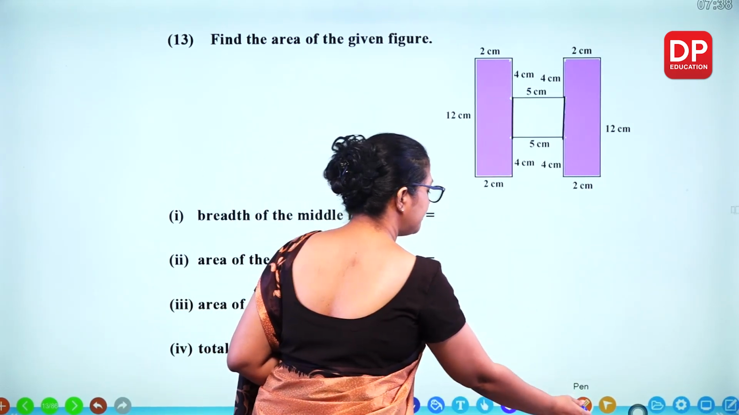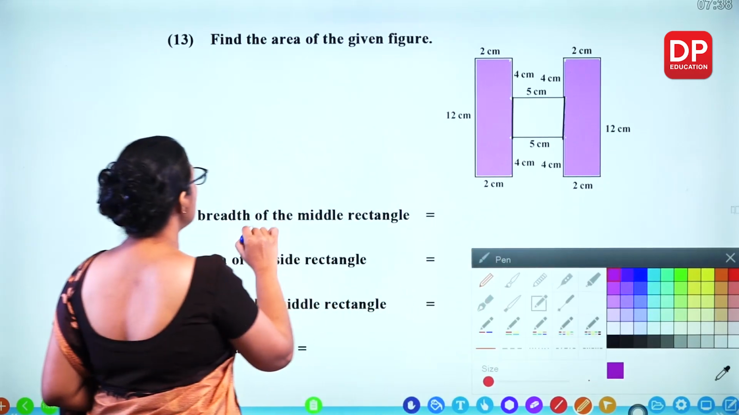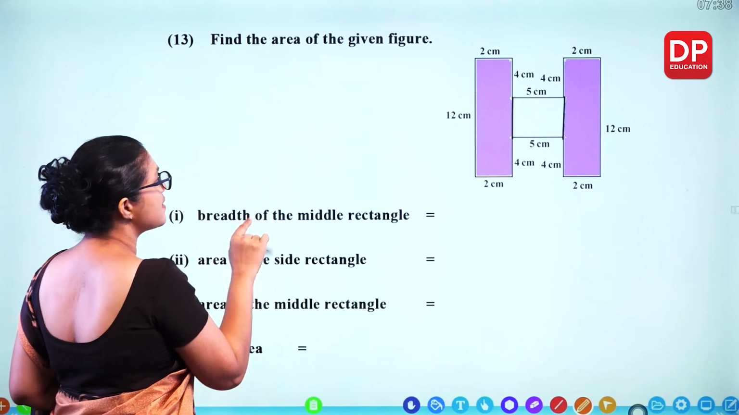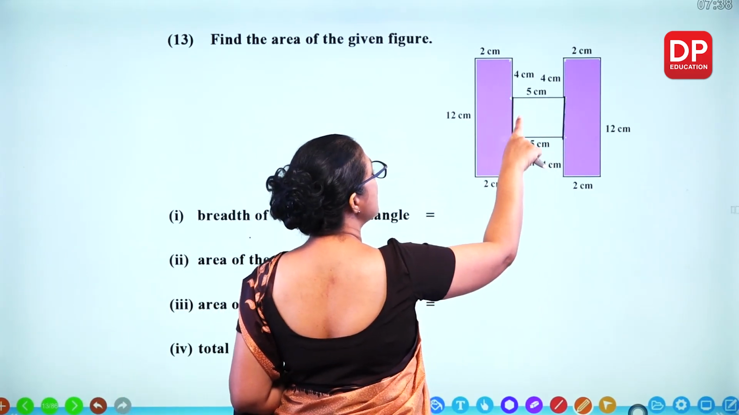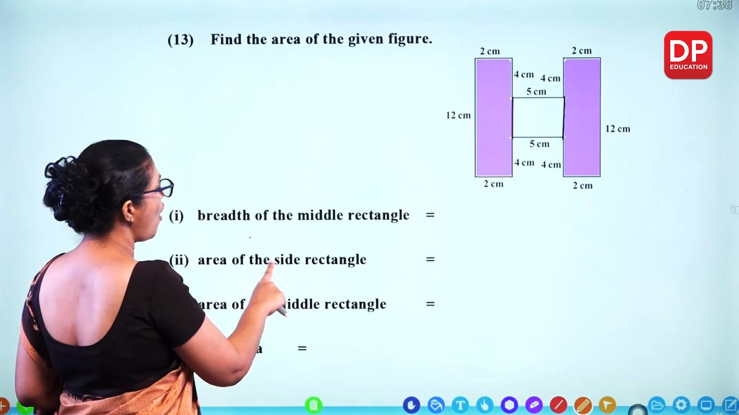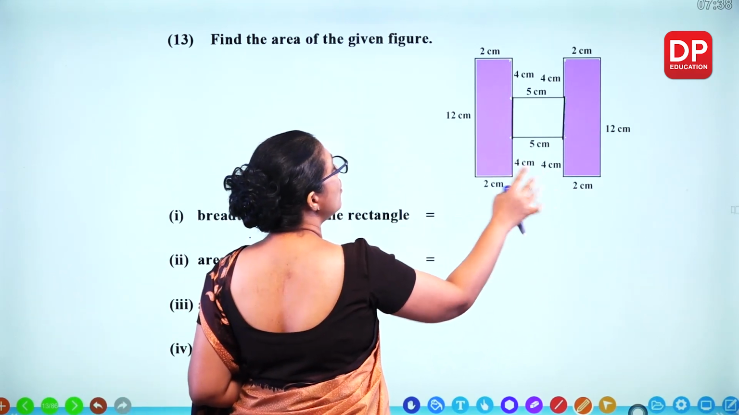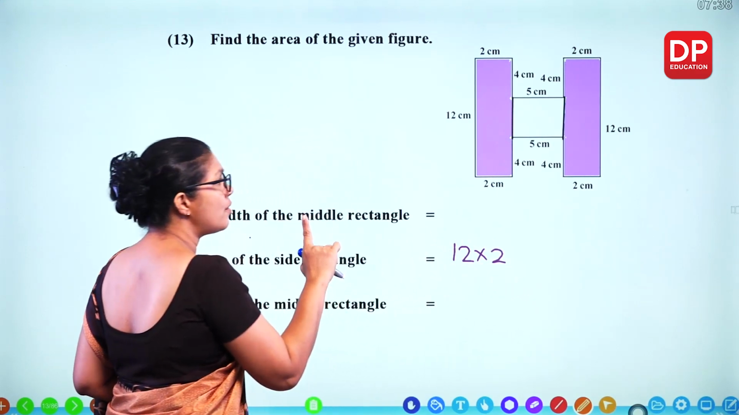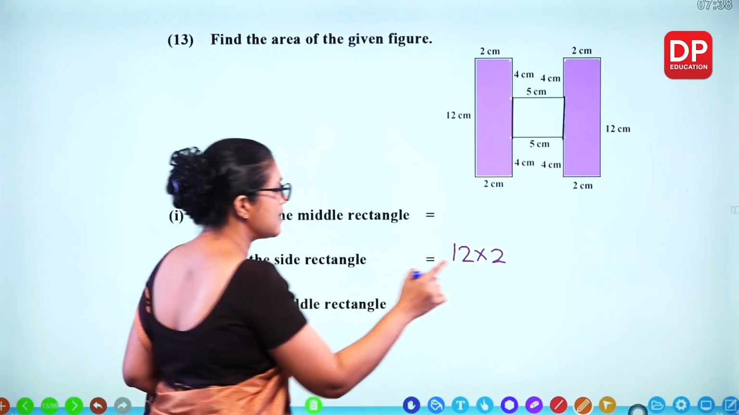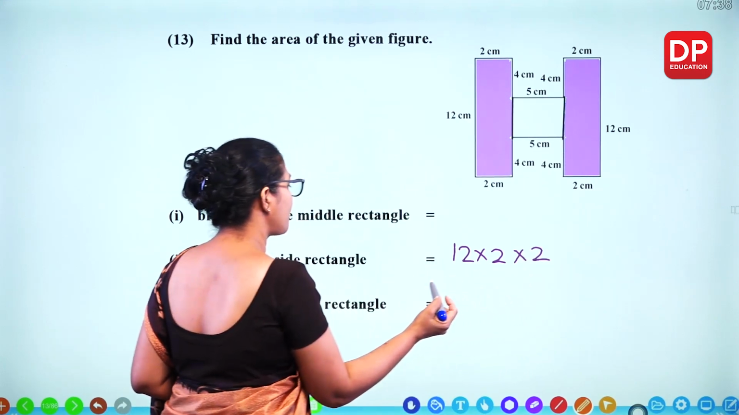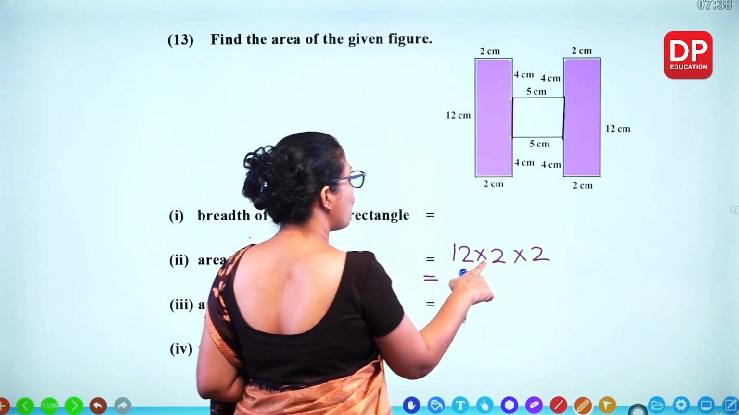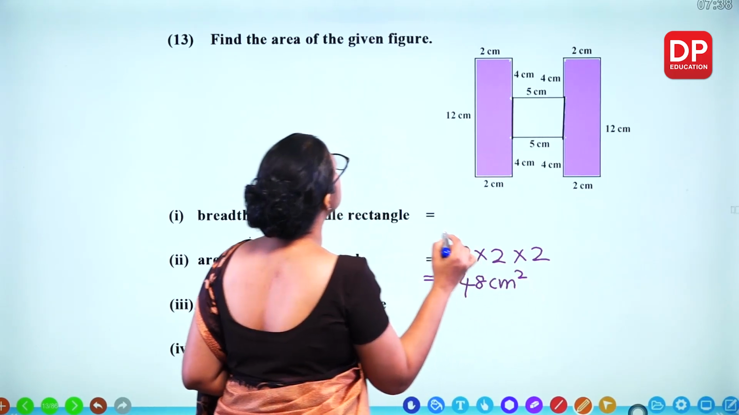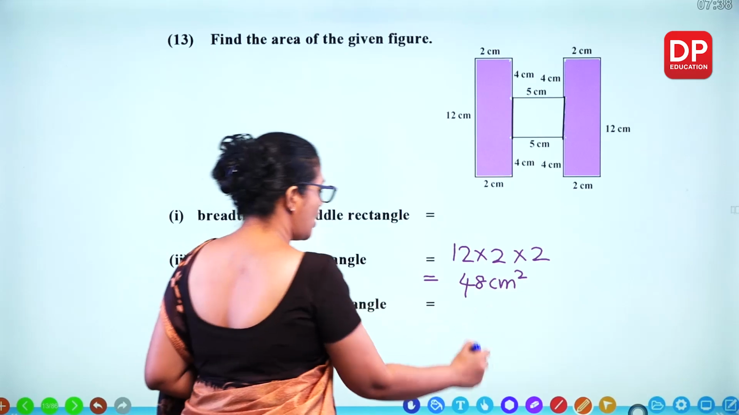What's the area? We can use length into breadth. So breadth of the middle rectangle, that's this one, middle one. We'll first find area of the side rectangle, these two, 2 into 12. And you get two same rectangles, so you multiply by 2. So what's the value? 2 times 2, 4. 4 times 12, 48 square centimeters. That's these two.